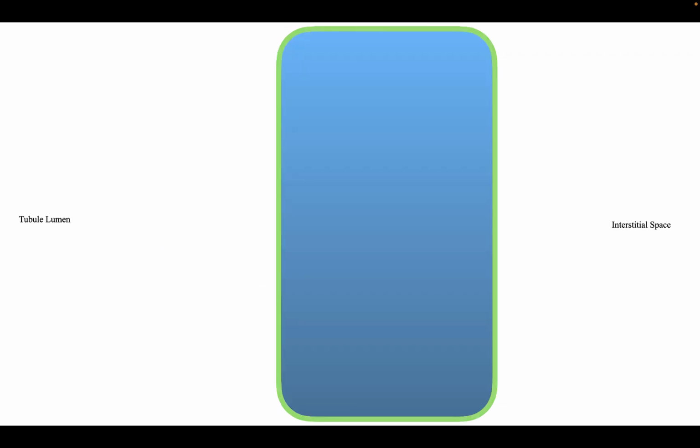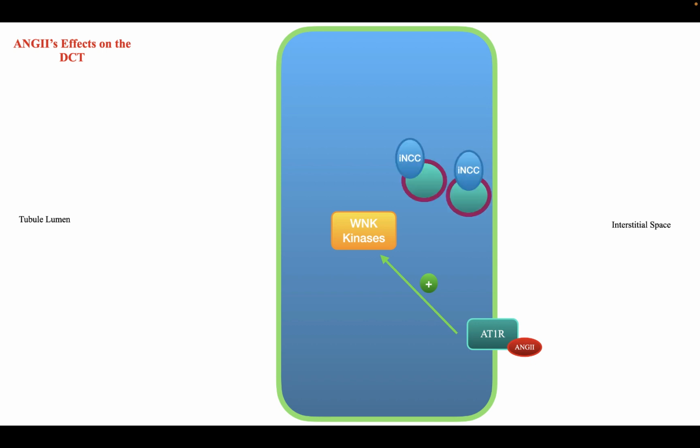So the next region that we're going to look at is going to be the distal convoluted tubule. So how does angiotensin II affect the distal convoluted tubule? Well, on the basolateral membrane, we have the AT1 receptor. And this AT1 receptor, when it binds to Ang2, will cause the activation of specific WNK kinases. These specific WNK kinases will have two effects. So the first effect is that they are going to increase the implantation of inactivated sodium chloride cotransporters into the apical membrane. So in other words, they increase the number of sodium chloride cotransporters in the membrane.